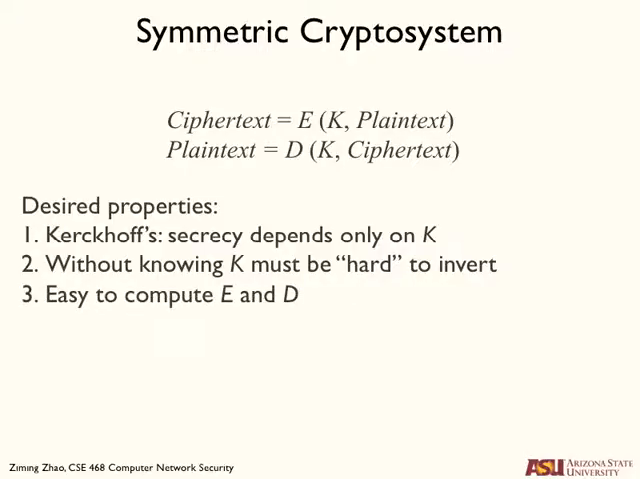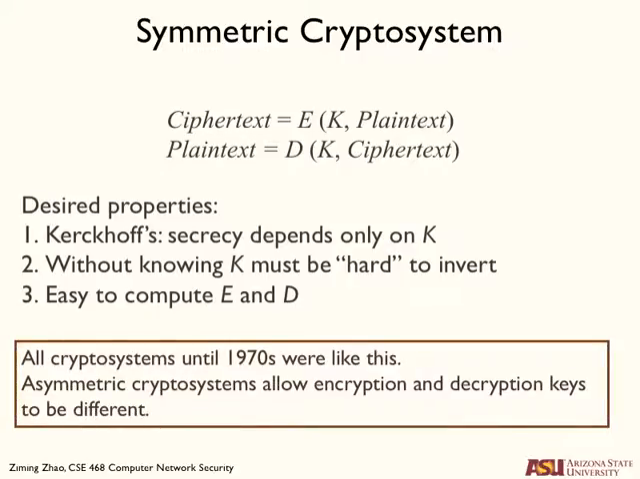And also, computing the encryption algorithm and the decryption algorithm should be very efficient. So this can be done in a very timely manner. Actually, all the crypto systems until the 1970s were symmetric crypto systems. There were no asymmetric crypto systems until the 1970s. The asymmetric crypto system allows the encryption and decryption to use different keys. And we're going to talk about that next week.